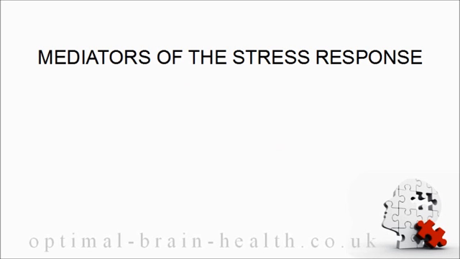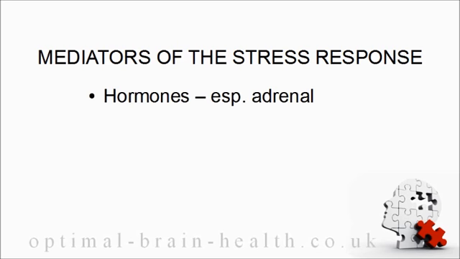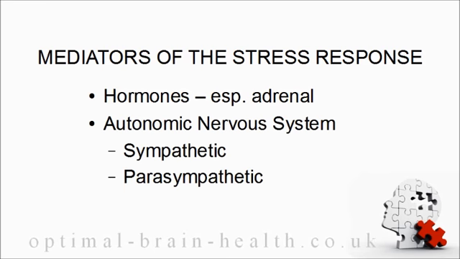So in the stress response, the brain sends messages to the rest of the body to prepare for action. And the messages are carried in two ways. Firstly by hormones, and adrenaline is the best known example, and we know that it gives us a rush of energy. And secondly via nerves, and particularly by nerves of the autonomic nervous system. Now, this is a largely involuntary part of the nervous system, and it's got two branches. They're called sympathetic and parasympathetic.